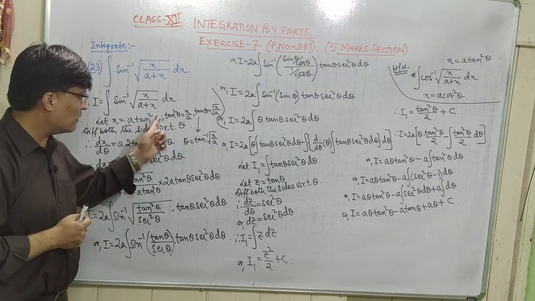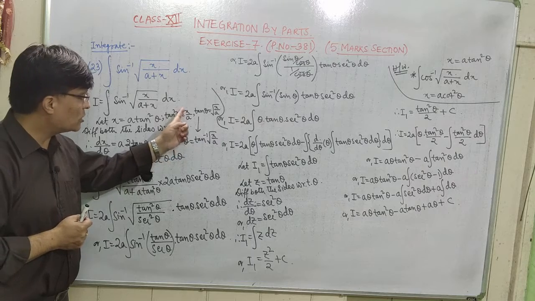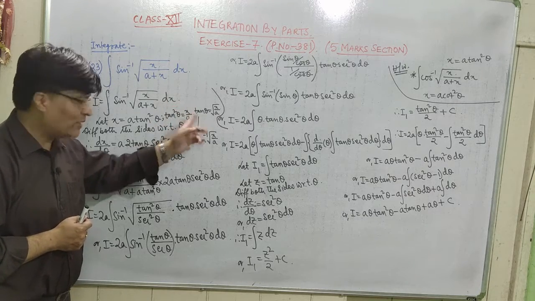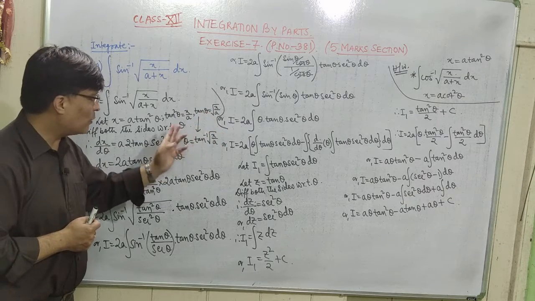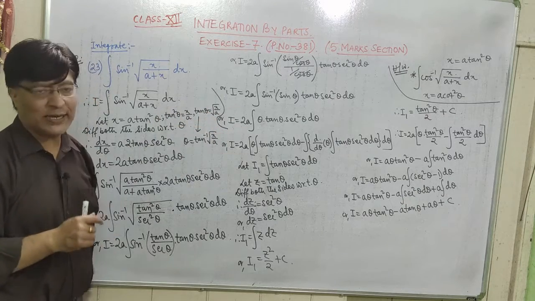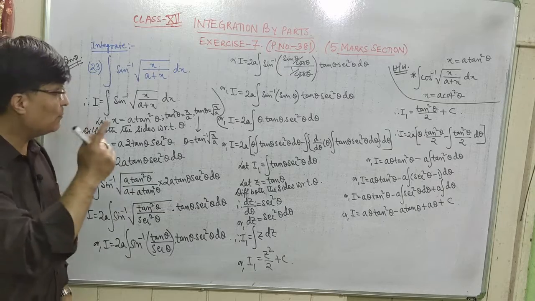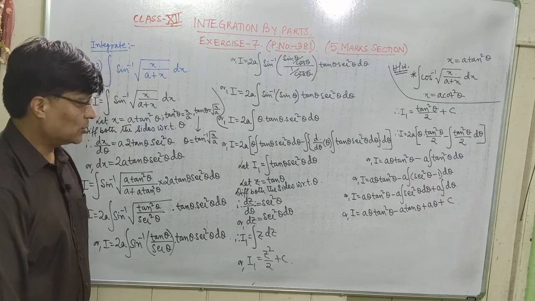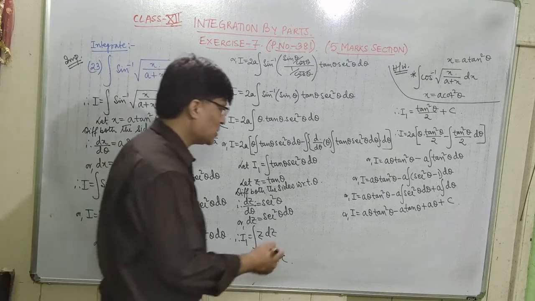First of all, you have to get the value for tan square theta, which is equal to x upon a. Then you have to get the value for tan theta, root over x by a. And what is the value for theta? Tan is taken to the right hand side, and it becomes tan inverse root over x by a. So I think you have understood it. So let us put it here.